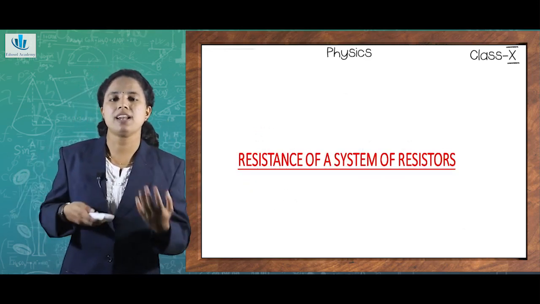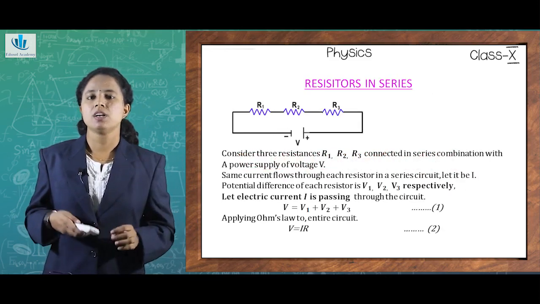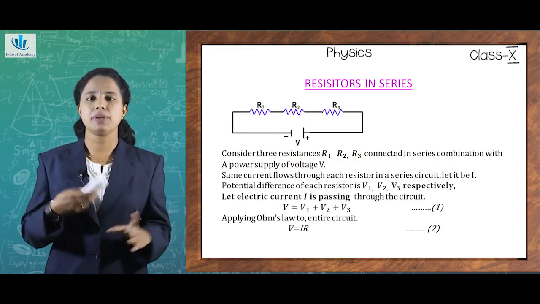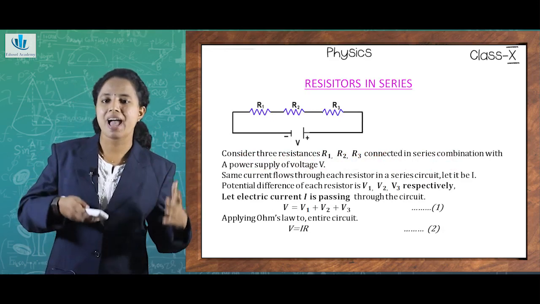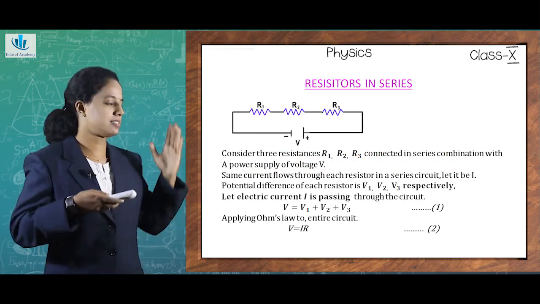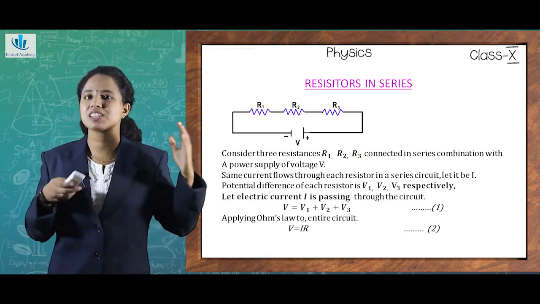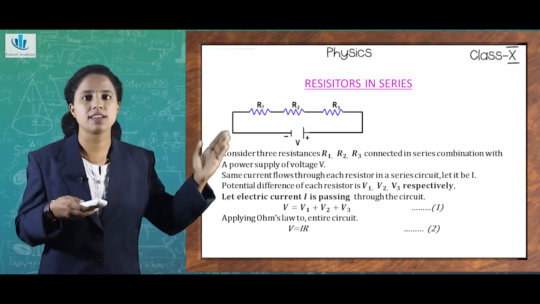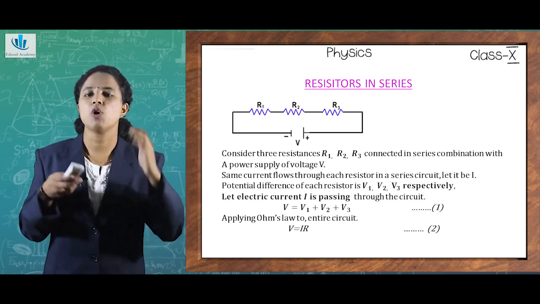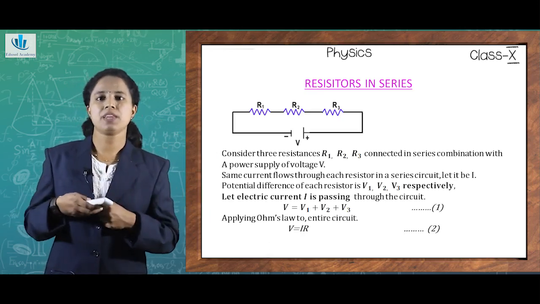Now we need to analyze how resistors work in a circuit. We need to find the resistance of a system of resistors in different combinations, in series combination, parallel combination, etc. So, first we can consider resistors in series. As you can see in the picture, I have connected 3 resistors R1, R2 and R3 in series, and there is a power supply of voltage V which has a positive as well as a negative terminal.